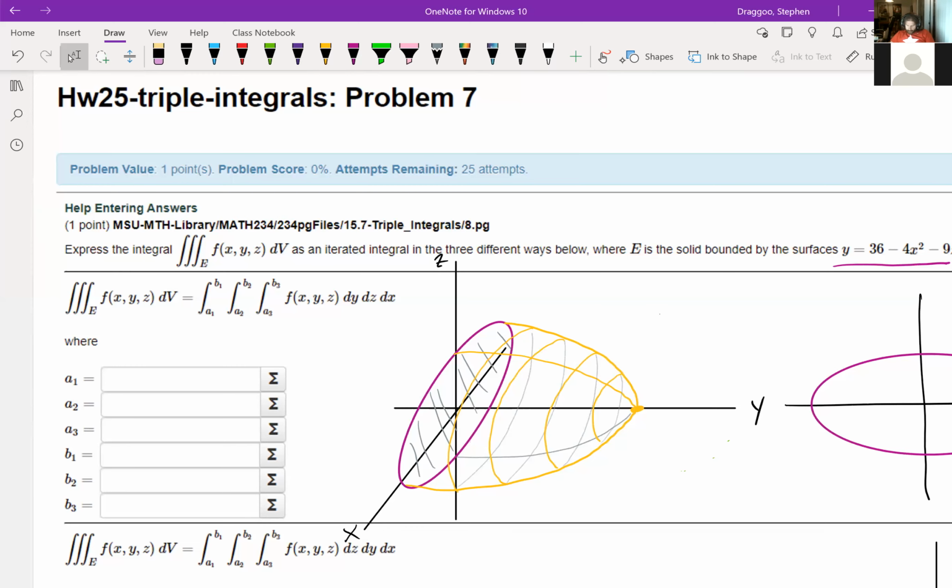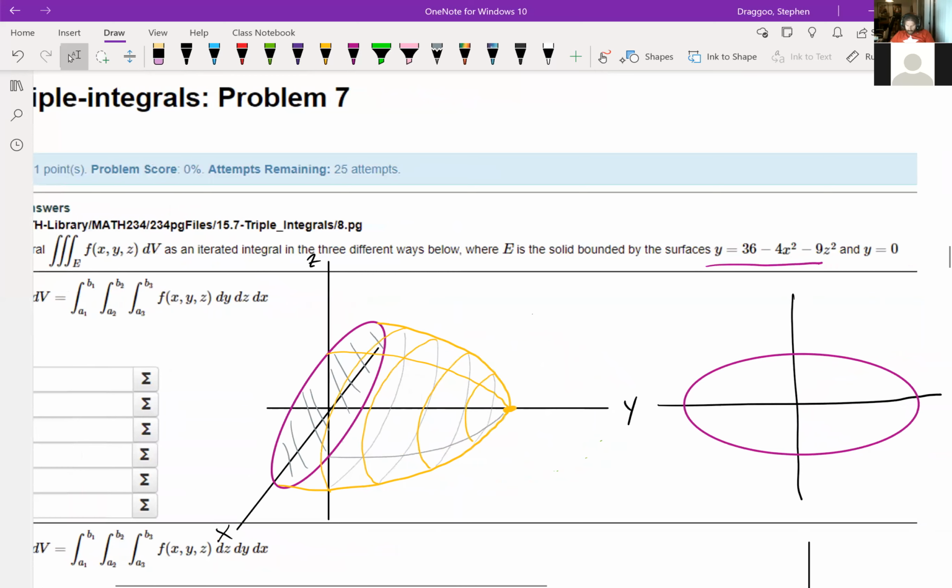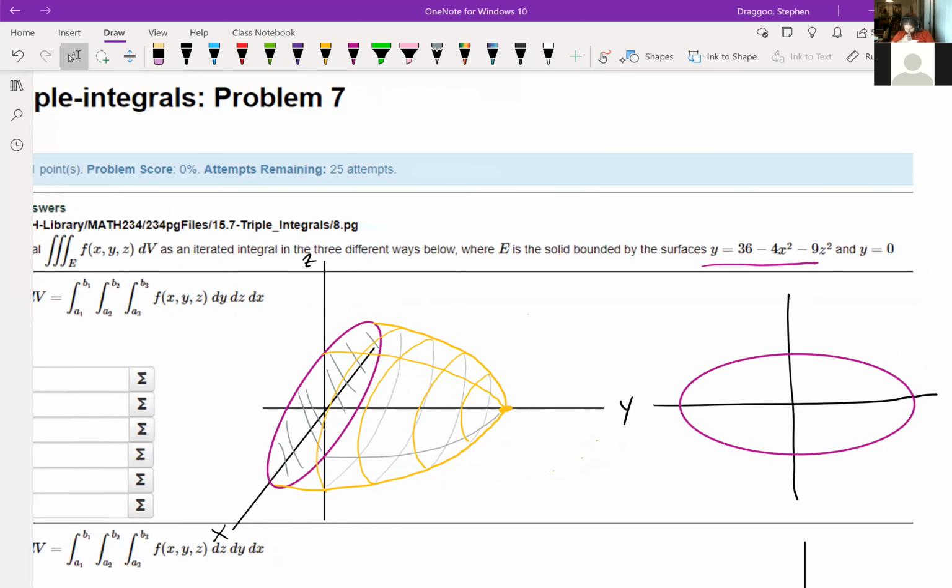So, what is it we've got? We have some region, E, that is bounded by a couple of surfaces. One of those is an elliptical paraboloid. There we go. Just put ellipse and parabola together, and someone will hopefully know what you're talking about. And the plane y equals 0.